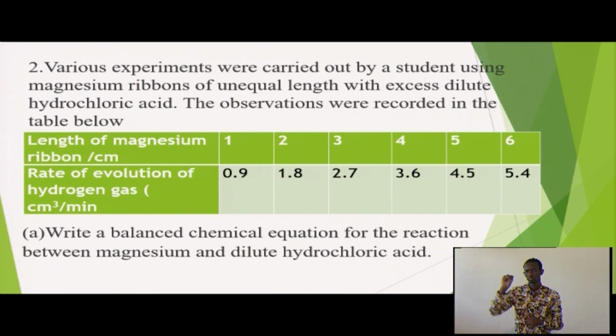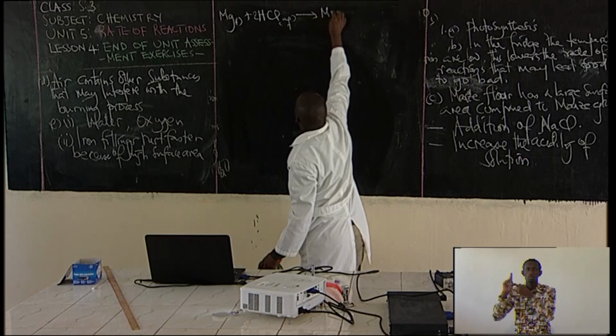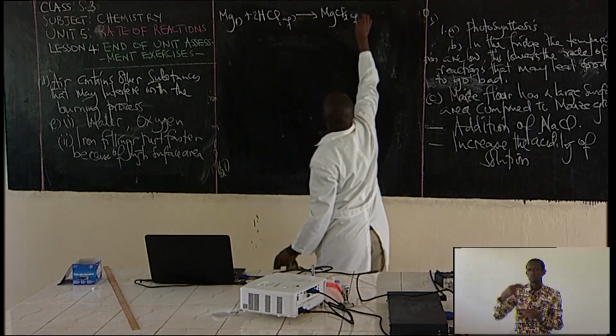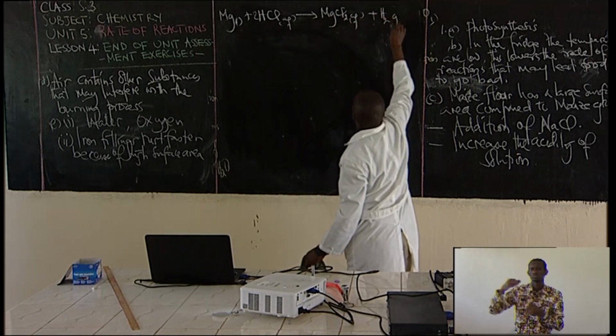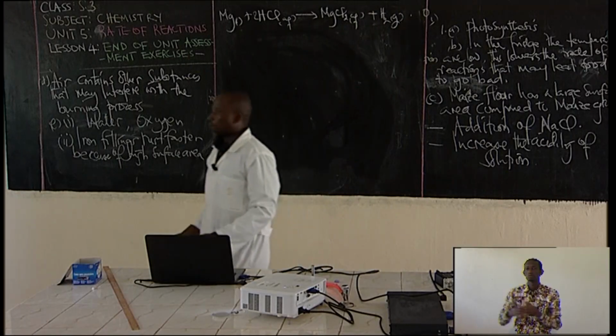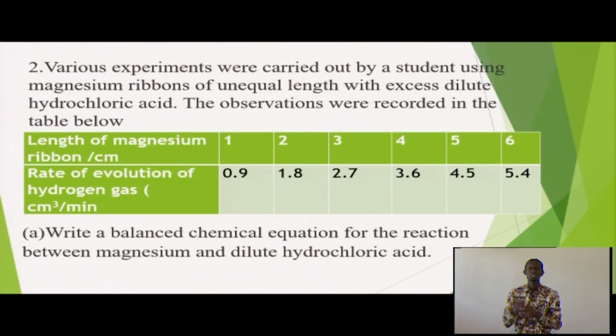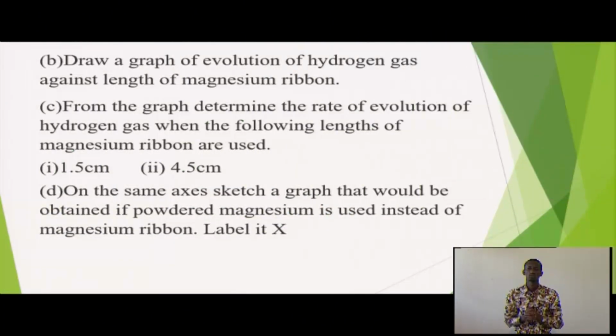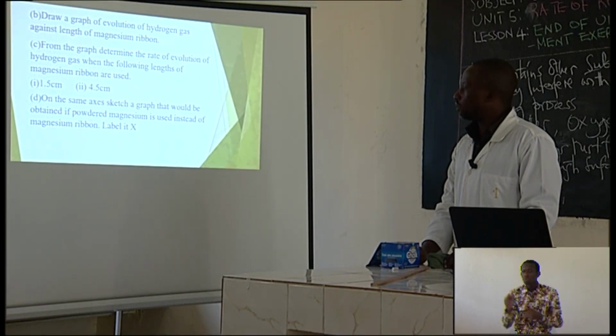Magnesium ribbon, so that is magnesium metal. And you react it: magnesium plus hydrochloric acid gives magnesium chloride plus hydrogen gas. So that is the balanced reaction between magnesium and hydrochloric acid. Draw a graph of evolution of hydrogen gas against the length of the ribbon.